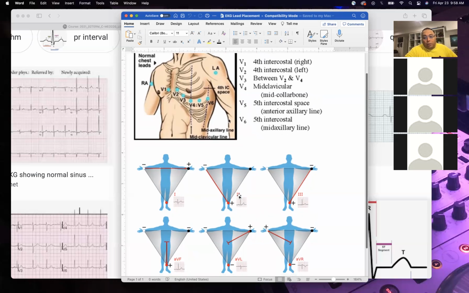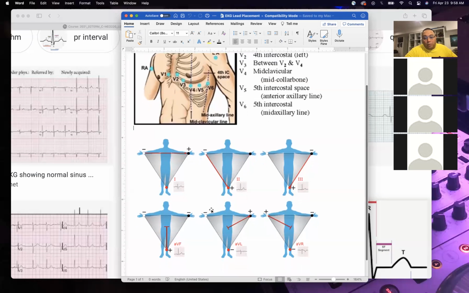Hey, lead 2, is that a precordial lead? Roman numeral 2, is that a precordial lead or a limb lead? And you'll remember this picture. Oh, it's a limb lead. And it starts from my right arm to my left foot. Where's my ground wire? Oh, that's my right foot. How about AVR? Oh, it's a unipolar lead going to my right arm. How about AVL? The unipolar lead going to my left arm.